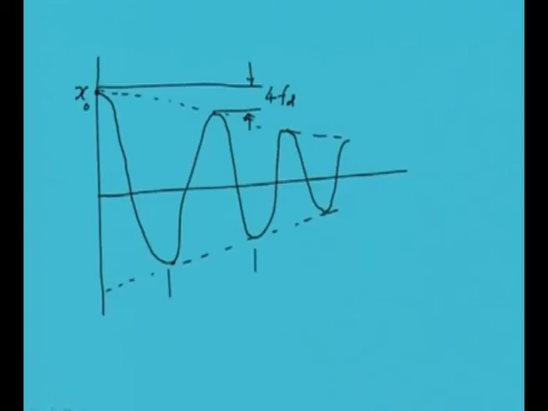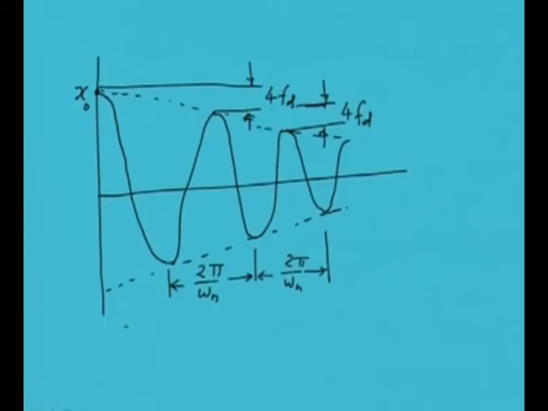If we see the time period, that is given as 2 pi by omega n, and it remains constant. Here also it is 2 pi by omega n. Similarly, the decay, if we see in the subsequent cycle, remains the same because of the linear decay.